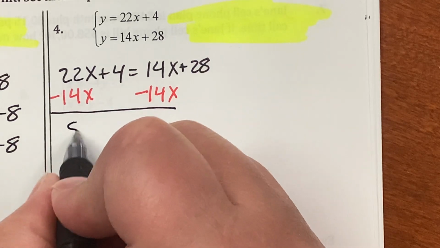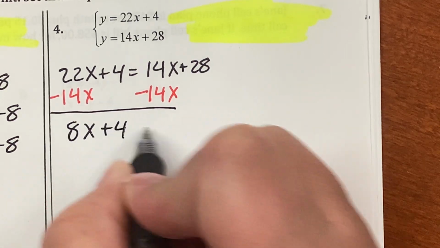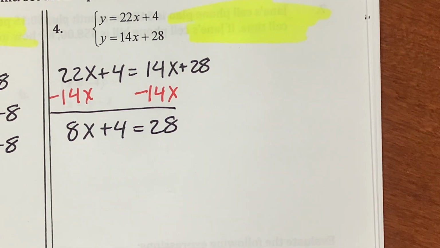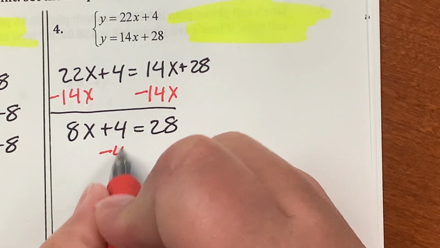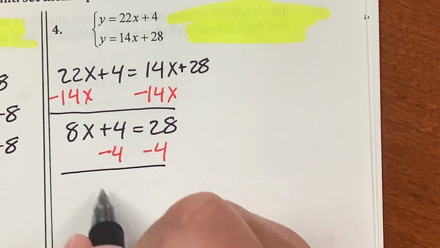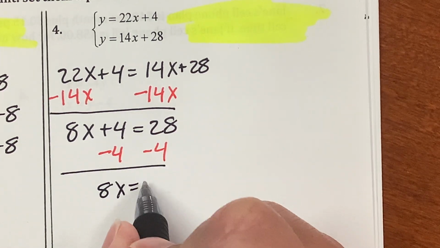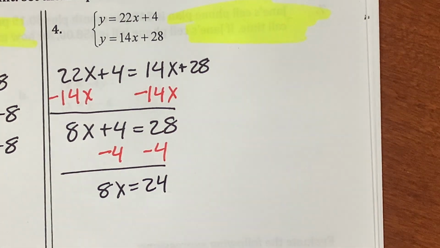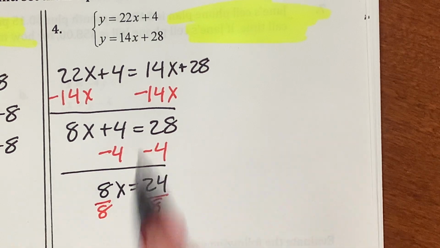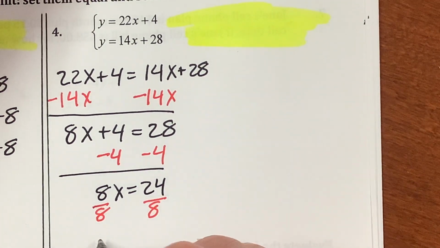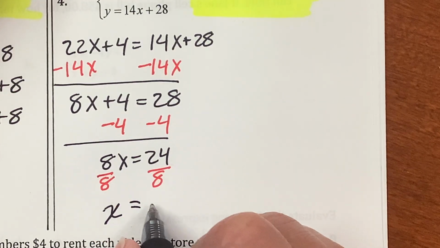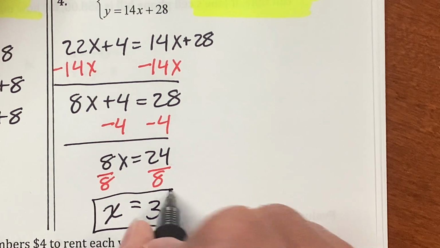22 minus 14 is 8x plus 4 equals 28. Now I have a two-step equation, so I'm just going to subtract 4 from both sides. Boom, bada-dump. 4 minus 4 is 0. Bring down the 8x. 28 minus 4 is 24. And I divide both sides by 8. 8 times 3 is 24, so x is 3. 8 divided by 8 is 1, so I have 1x. 24 divided by 8 is 3. X is 3. All right.